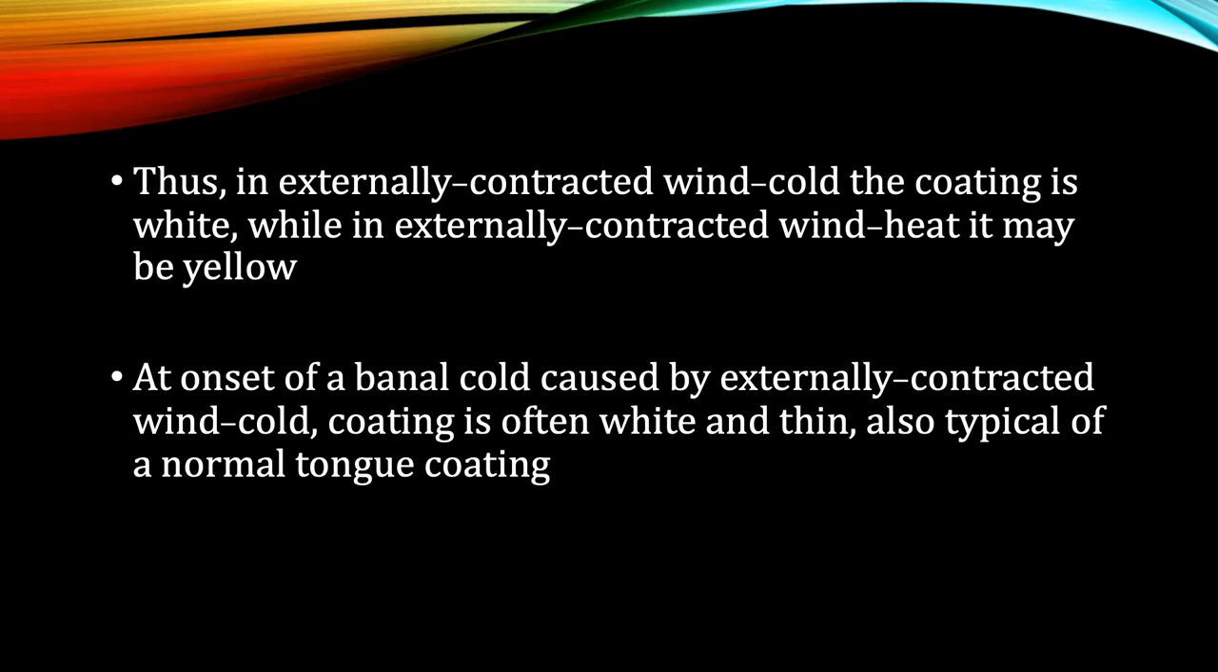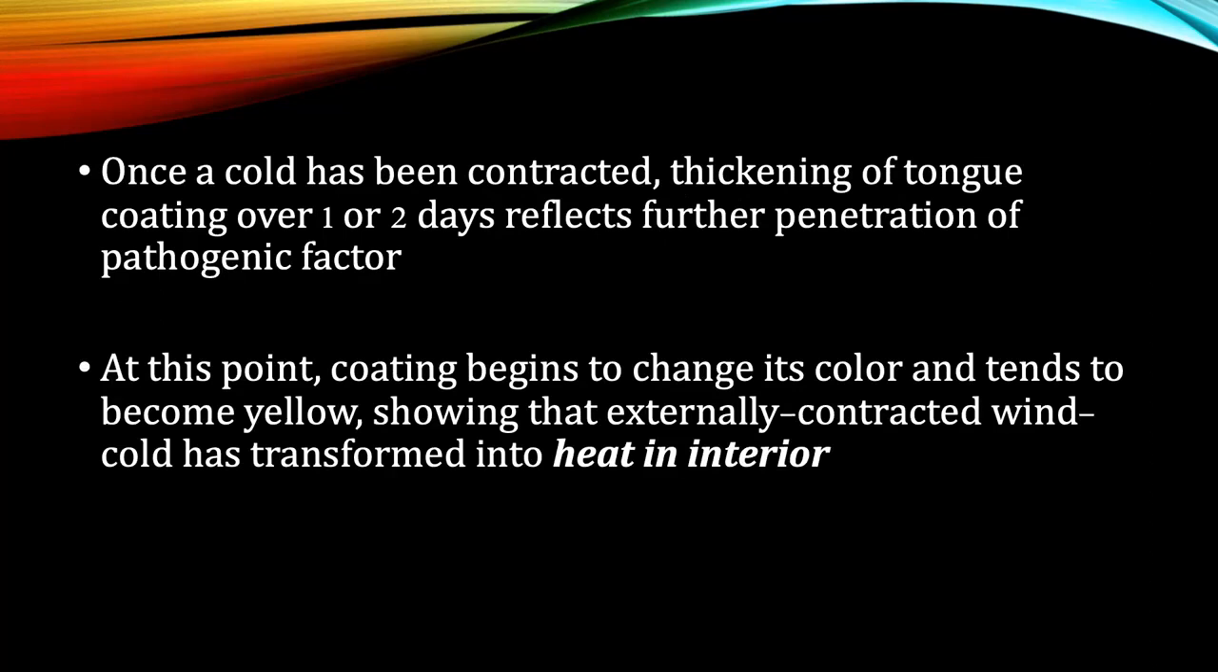Okay? And at onset of a banal cold caused by externally contracted wind cold, coating is often white and thin, also typical of a normal tongue coating. Okay? Once a cold has been contracted, thickening of tongue coating over 1 to 2 days reflects further penetration of pathogenic factor. At this point, coating begins to change its color and tends to become yellow, showing that externally contracted wind cold has transformed into heat in the interior.